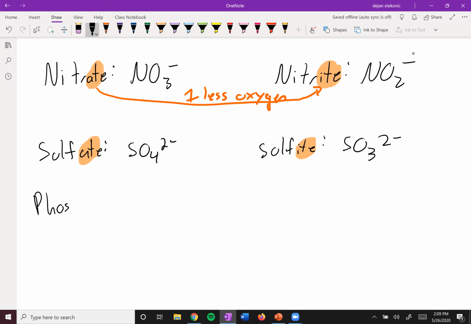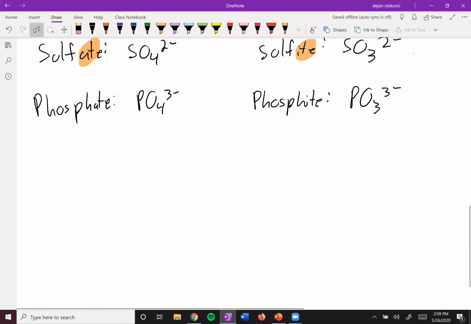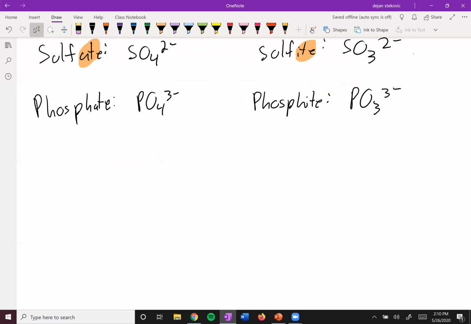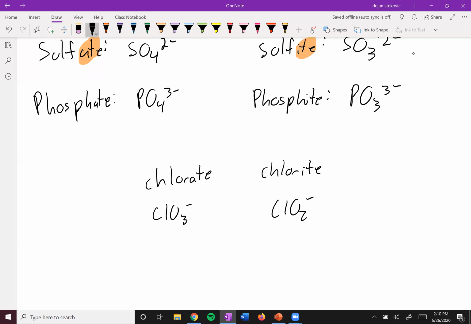After that is phosphate, which is PO4 3 minus, and then phosphite, which is PO3 3 minus. All right, now we've got some more kind of weirdness, some more naming. We have chlorate, which is ClO3 minus. Then we have chlorite, which is ClO2 minus, right? So that kind of makes sense.